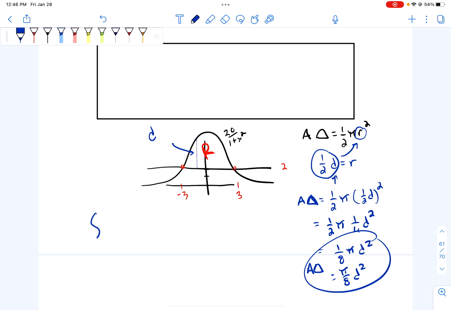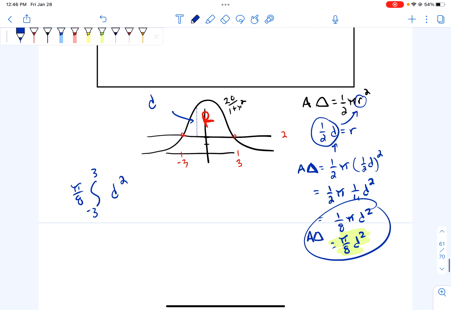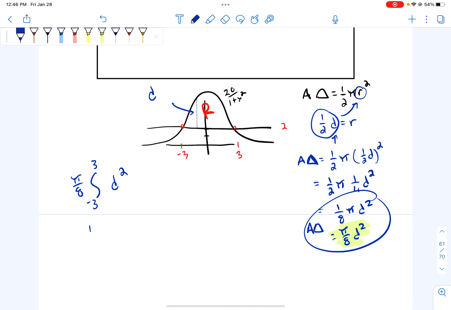So when I do my integral, I know I'm going from -3 to +3. I need to plug in my area formula. So if I use this right here for my formula, the pi over 8, that's just a constant that can go in front. This part is d squared. Well, d is going to change, right? D isn't d, that doesn't mean anything to me, because d is going to get bigger and smaller as I integrate. So I'm going to rewrite this from -3 to 3, and I'm going to turn this into top minus bottom.